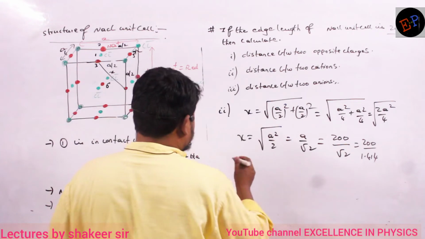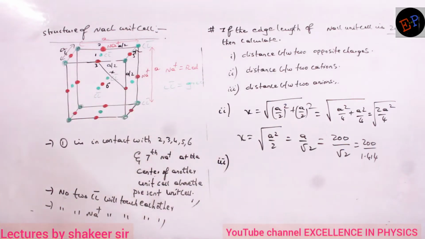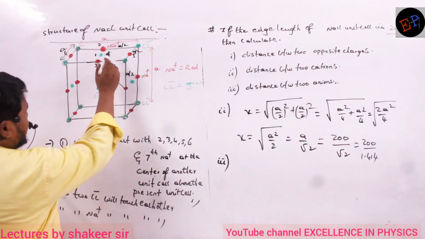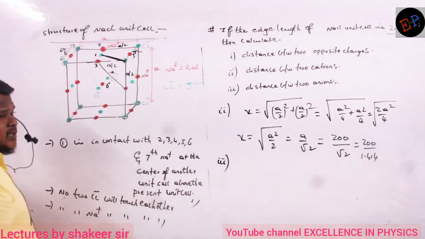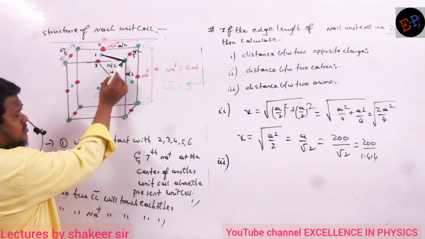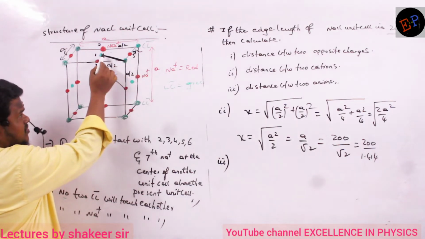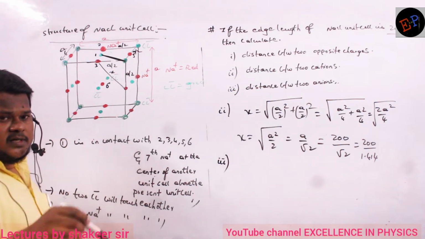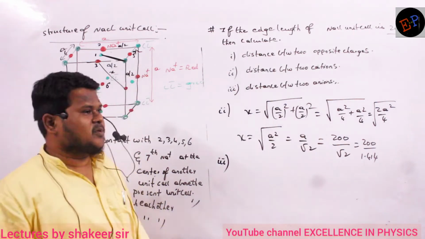So the third one, distance between two anions. Anions means Cl minus. Now let us search for Cl minus. Shortest distance. So definitely this distance will be the shortest distance. No other distance is as short as these two Cl minus, no? So this is one Cl minus present at one corner. This is one Cl minus present at the center of the face. Definitely that distance will be the shortest distance. Are you able to understand?